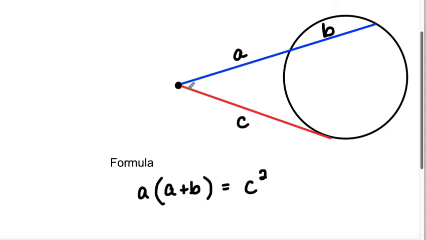So again, let's try this. The exterior segment times the whole segment is equal to the square of the tangent segment. All right, we're going to use that formula now.